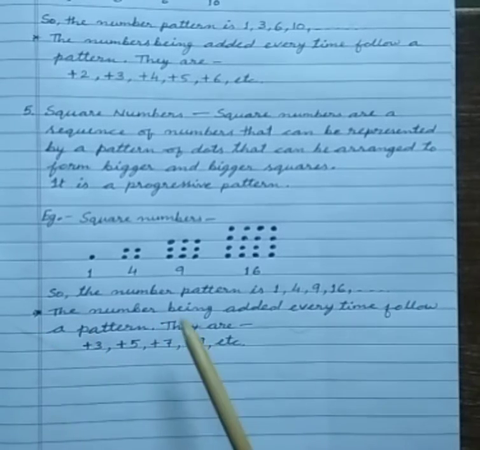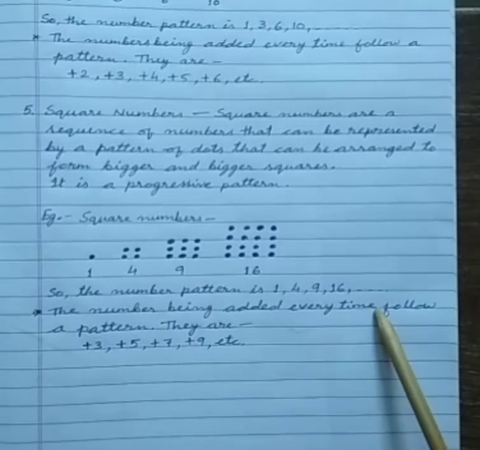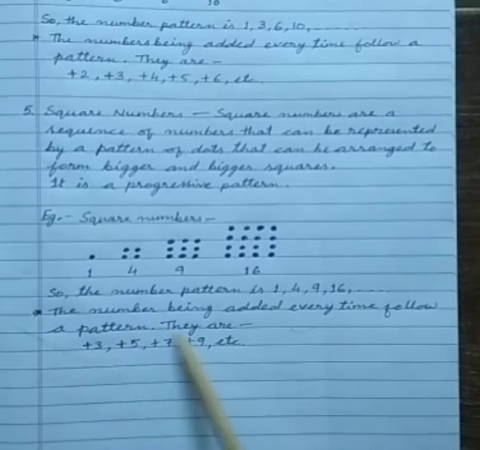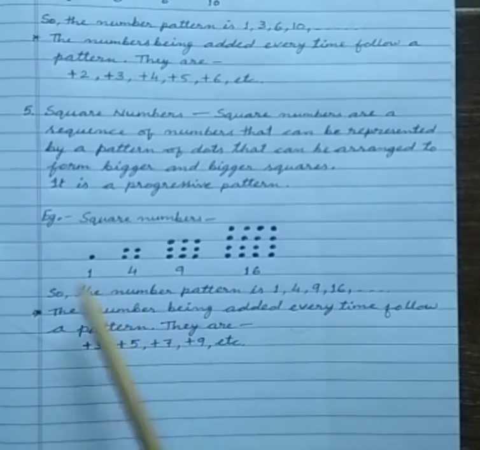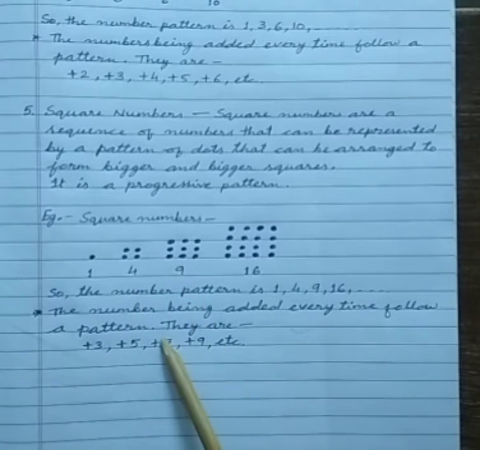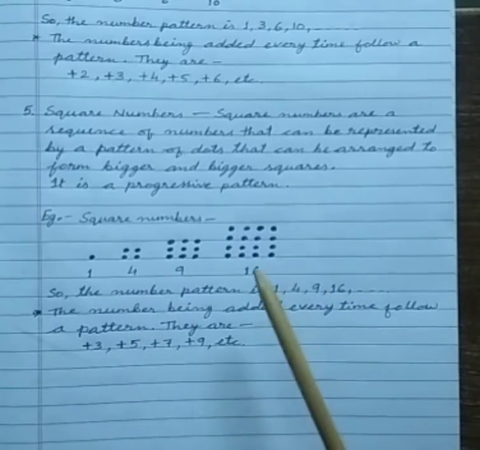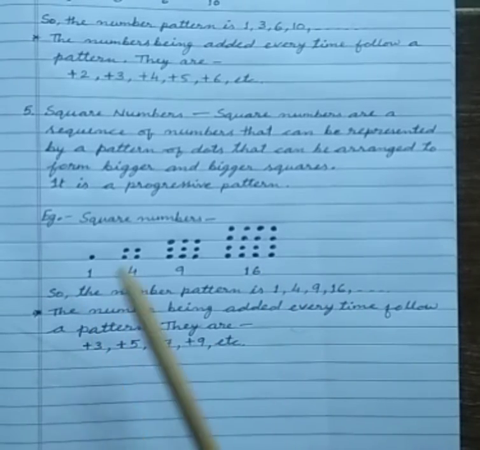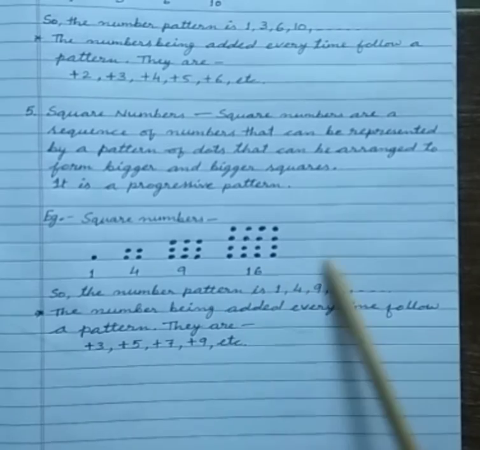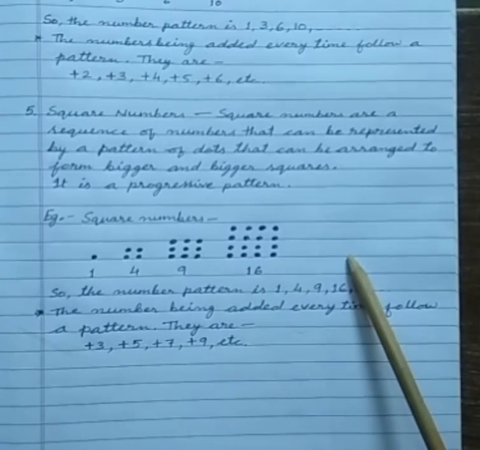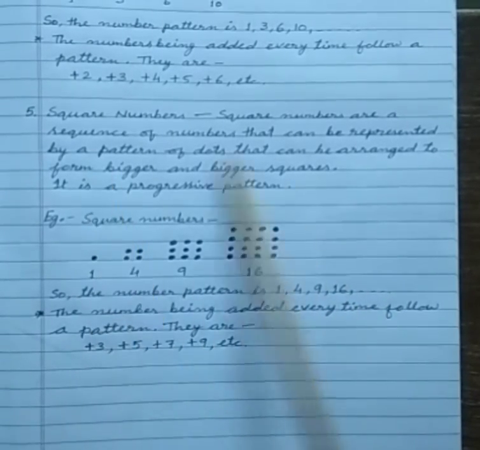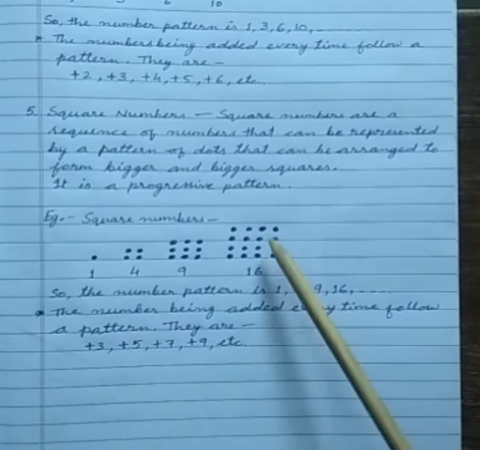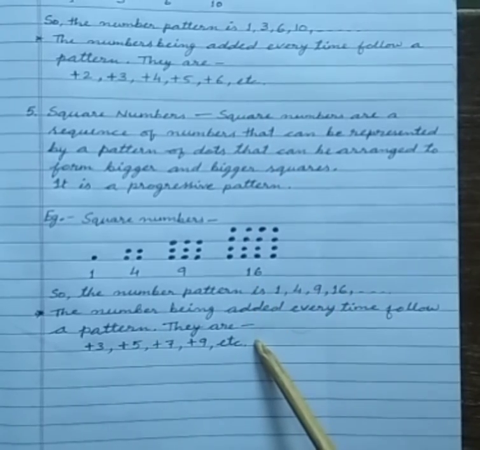The number being added every time follows a pattern. They are plus 3. That means 1 plus 3 is 4. Then 4 plus 5 is 9. Then 9 plus 7 is 16. Next to get will be 16 plus 9, 25. So moreover 1, 4, 9, 16, 25 they will be. They are also known as square numbers. So these are square numbers, and that is how we end today's pattern class.